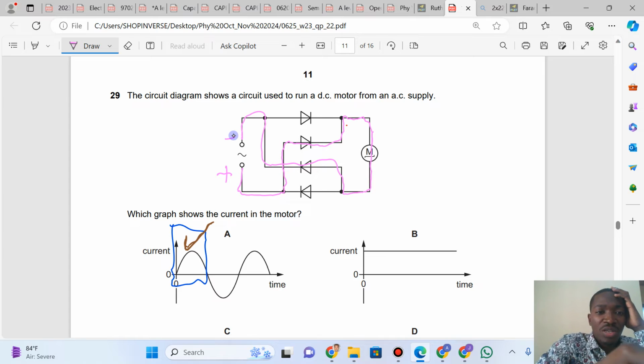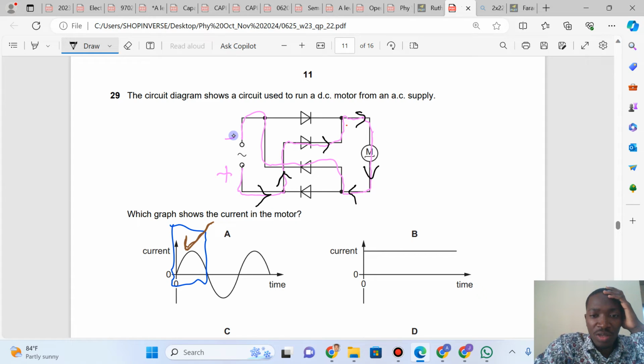Let me use a black arrow to show the direction of current. Current comes out from the positive terminal of the battery, goes this way, goes up here, flows through this diode, continues to go this way, passes through the motor, goes this way, and the current continues its path till it returns through the negative terminal. So you can see the current will successfully flow through the circuit, pass through the motor, and then return through the other terminal.